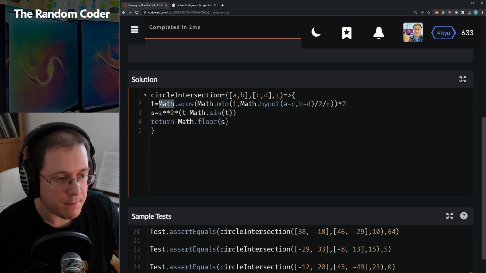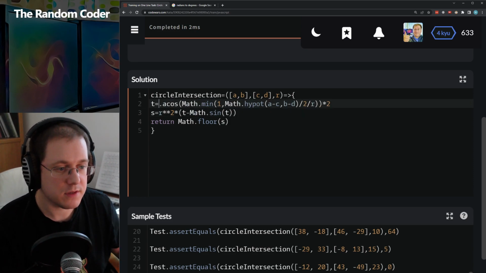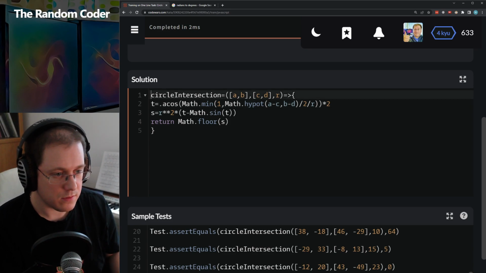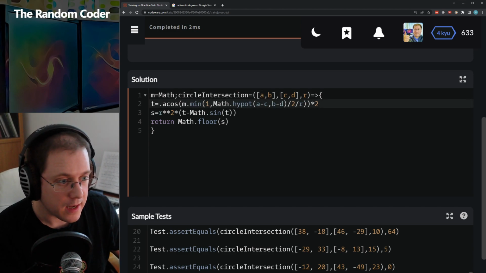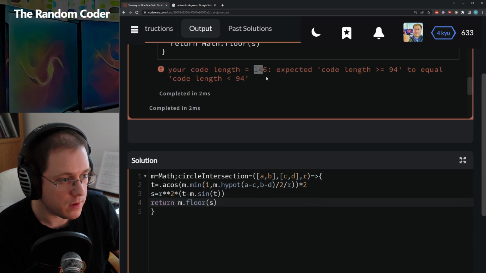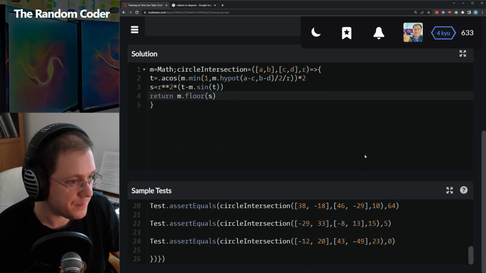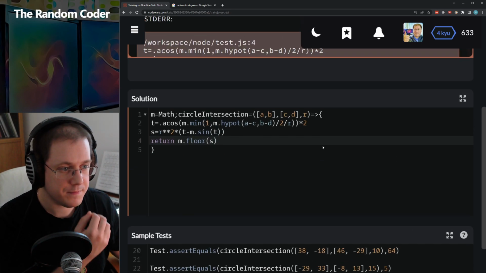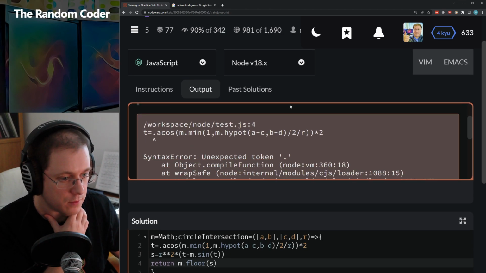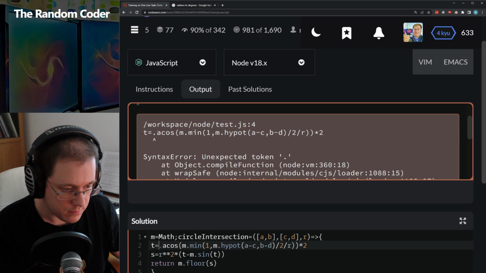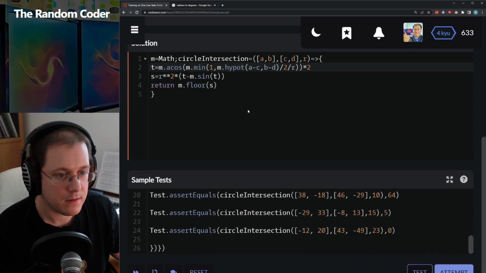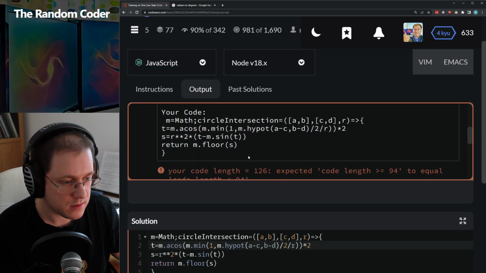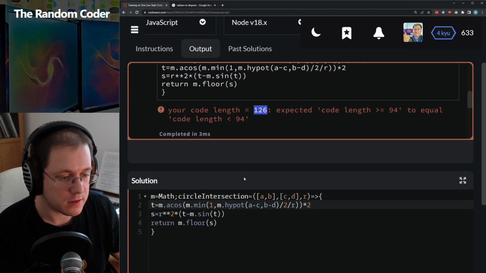One clear thing we can do is this math object we're reusing multiple times. So let's do m equals math and shorten it and change all of these to m. Previously we were 146, and what are we now? Oops, wrong button. Oh, what have I done? My bad. Attempt. 146, and now we are 126. Okay, that was a good saving.